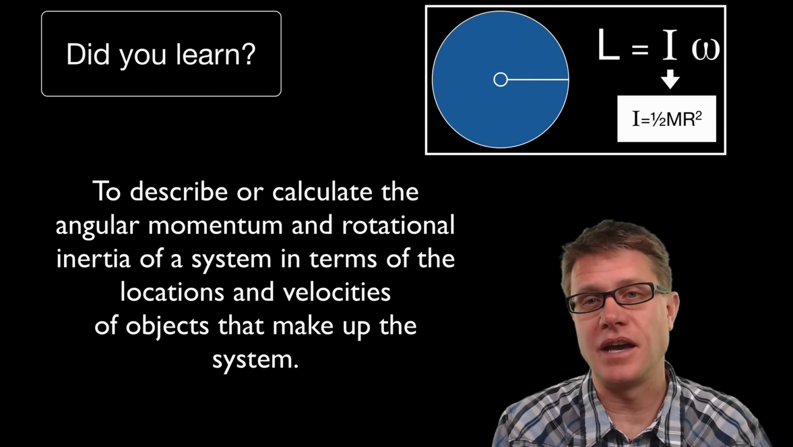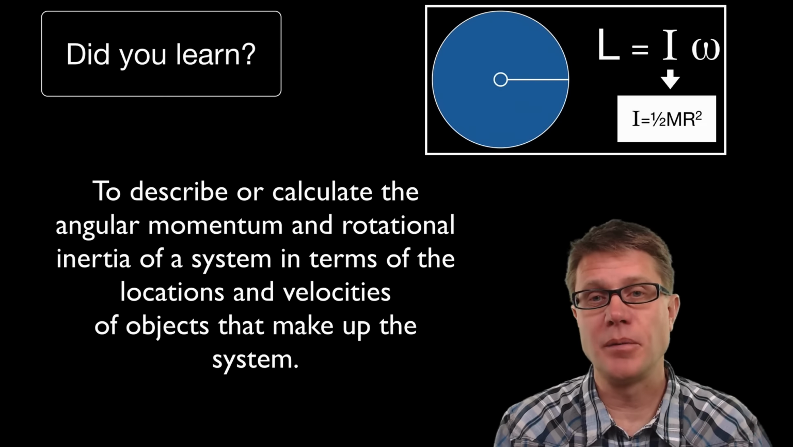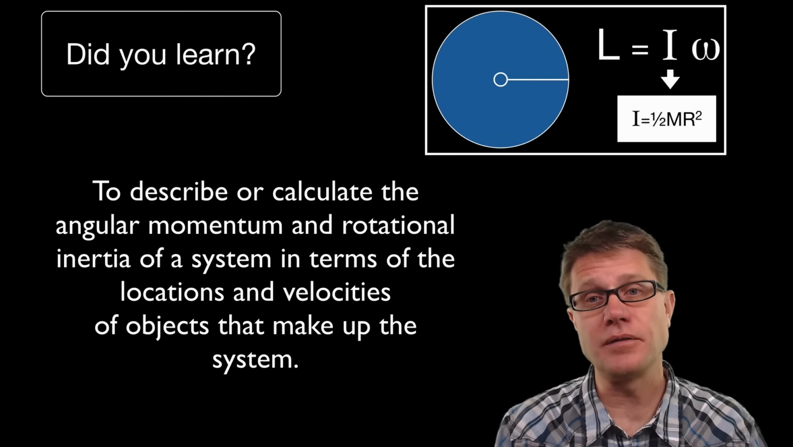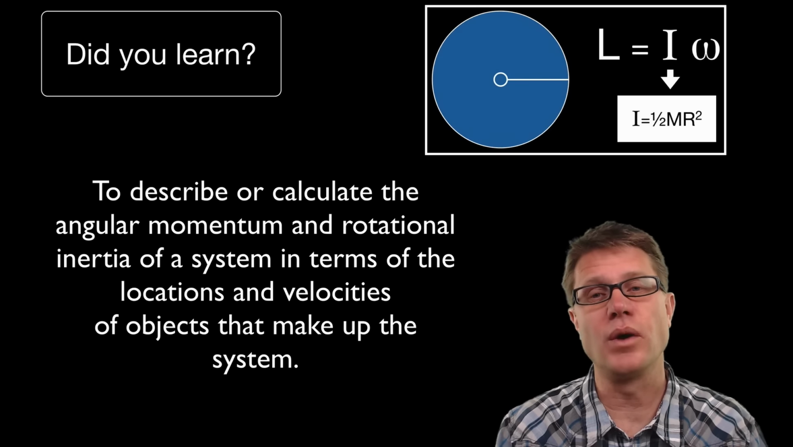So did you learn to calculate the angular momentum of a rotating object? Remember, it's dependent upon the speed, but also this rotational inertia, which itself is determined by the mass, the radius, and what the shape looks like.